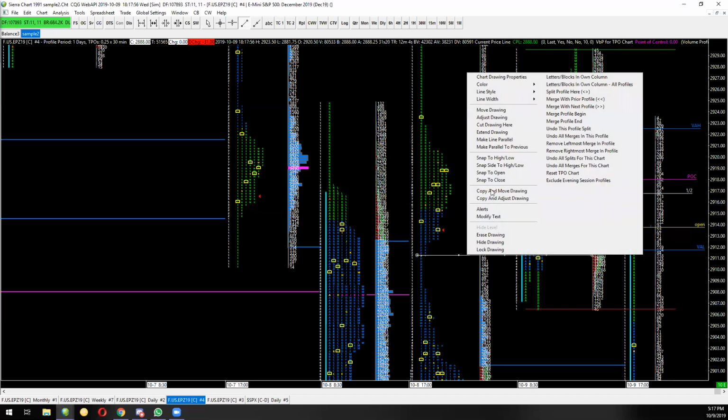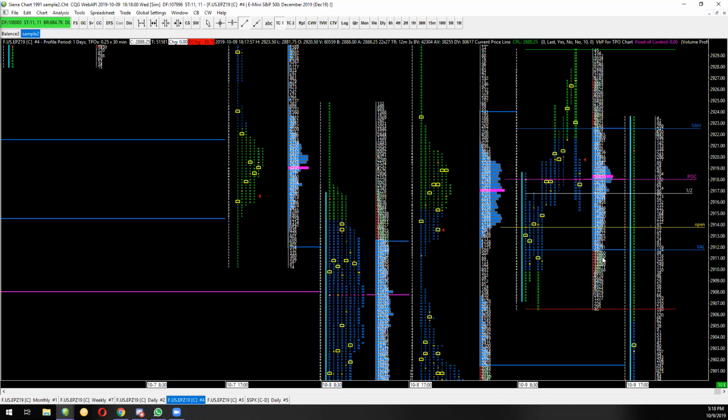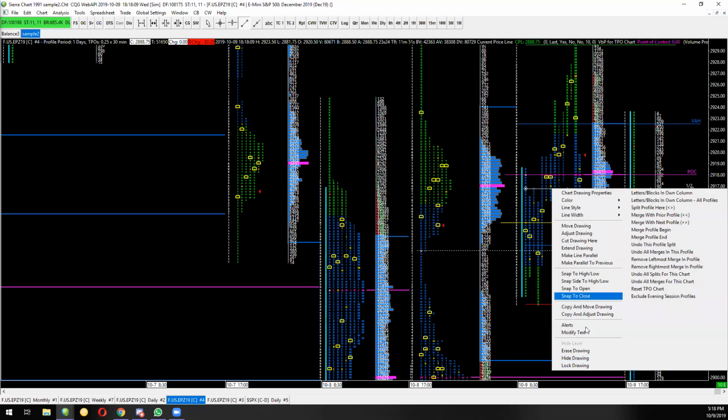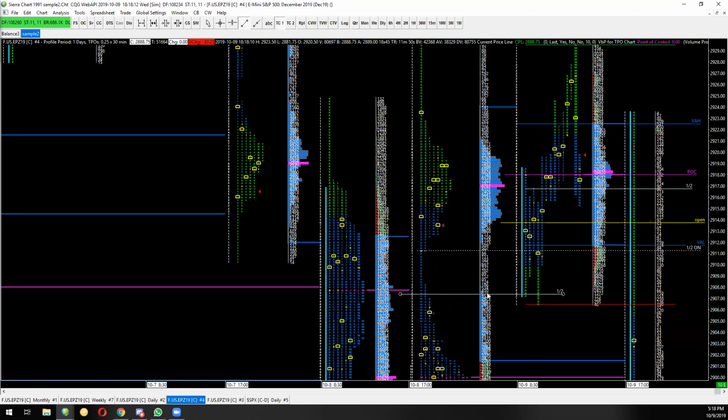Right? And then let's make this line a dotted line just to keep things interesting. So, and then we had the half from the previous day. And we had the point of control from the previous day.